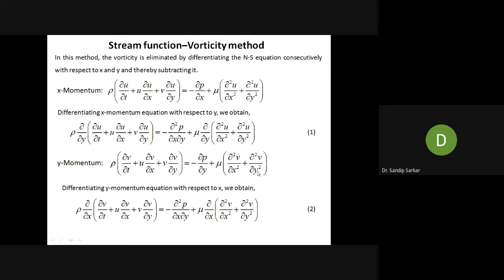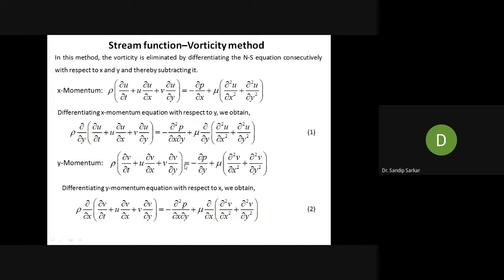So what is the objective? Can anybody answer this question? To eliminate the pressure gradient terms. Very good. So we have to eliminate the pressure gradient. What do we have to do? Very common sense. Let us differentiate the X momentum equation with respect to y. Del del y of this equals minus del 2p by del x del y plus mu del del y of (del 2u by del x2 plus del 2u by del y2). Is that clear? Very straightforward.